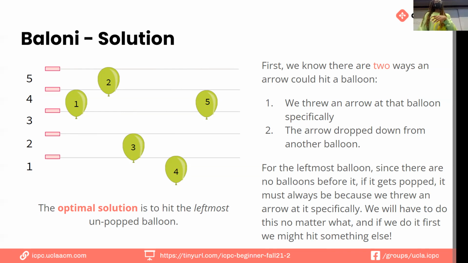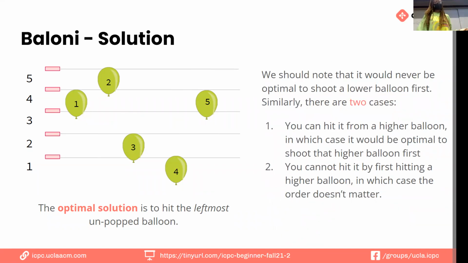And so intuitively, if we have to throw an arrow at this balloon anyway, why not throw it first and then see what it hits? Okay. Similarly, we should know that it would never be optimal to shoot a lower balloon first, because there are two cases. You can either hit it from a higher balloon, in which case it'd be optimal, of course, to shoot the higher balloon first, or you can not hit it from the higher balloon, in which case the order that you hit them does not matter. Okay, great.